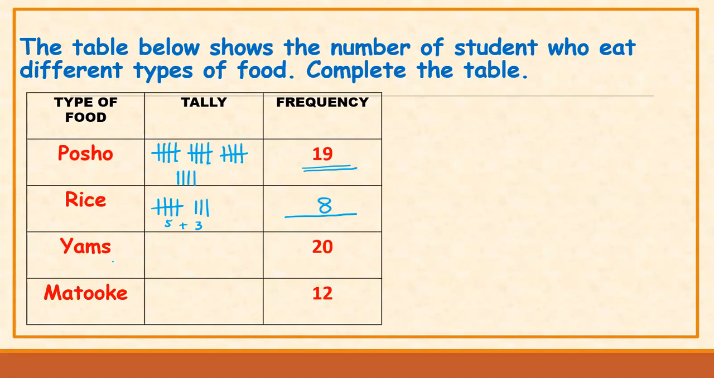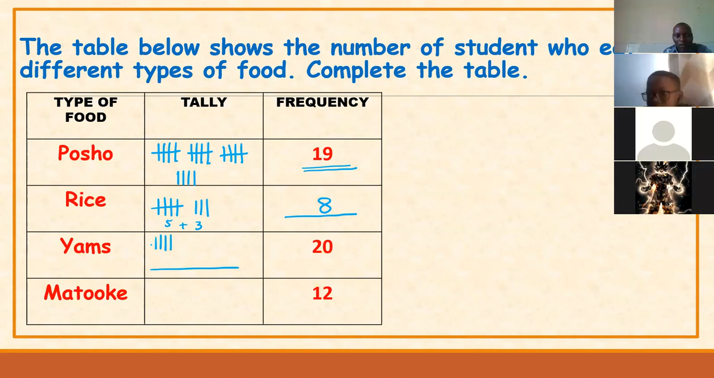Then the other one is here under the yams. They have given us the number, but the tallies are missing here. So what are we going to do? You simply come back this side and make groups of 5s. This is 1, 2, 3, 4, 5, 1, 2, 3, 4, 5, 1, 2, 3, 4, 5, 1, 2, 3, 4, 5. Just like that. This one, you can complete it yourselves.